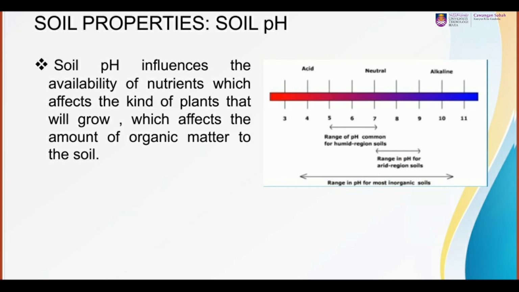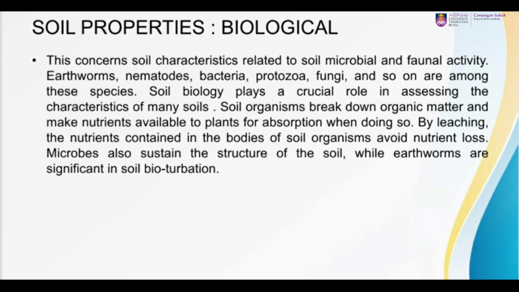Next, we are going to talk about soil pH. Soil pH influences the availability of nutrients, which affects the kind of plants that will grow, which affects the amount of organic matter added to the soil. Talks about biological.